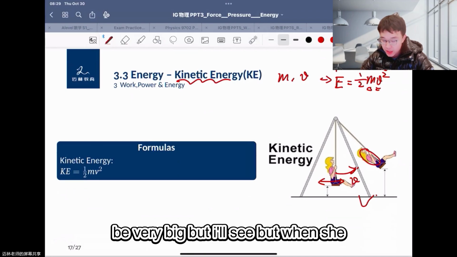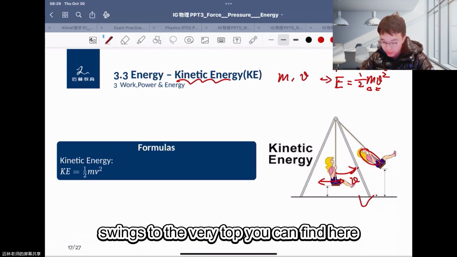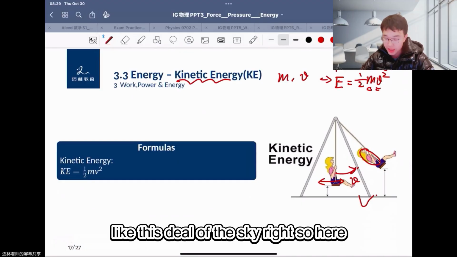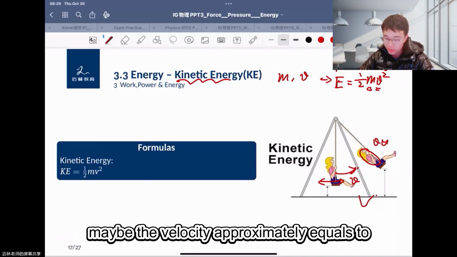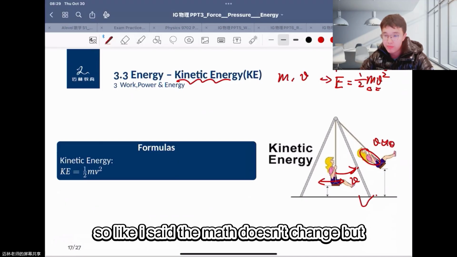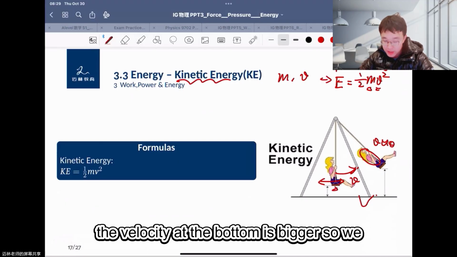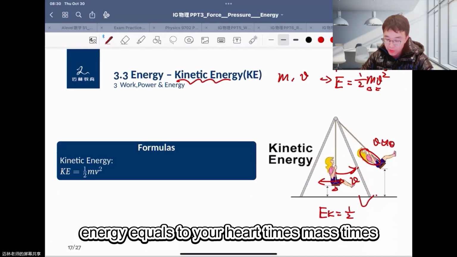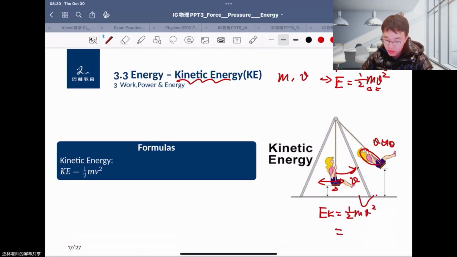But when she swings to the very top, you can find here that it's almost like staying still in the sky, right? So here maybe the velocity approximately equals zero, right? Like this way. So we can say the mass doesn't change, but the velocity at the bottom is bigger. So we can say here using the formula, kinetic energy equals half times mass times velocity squared.